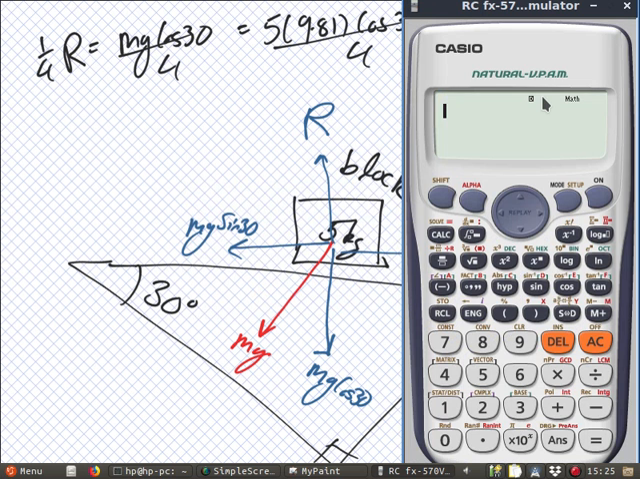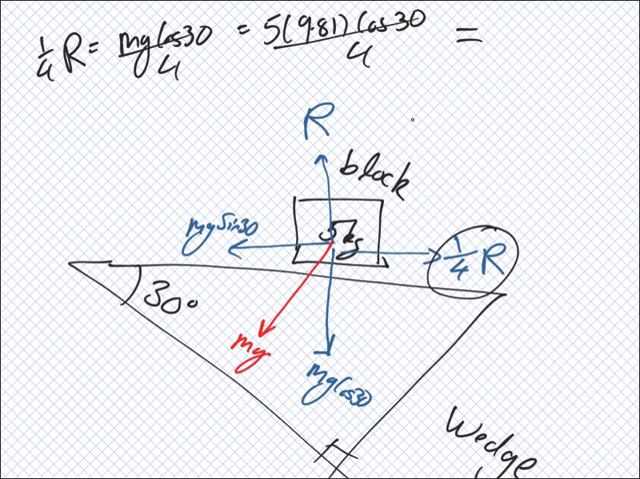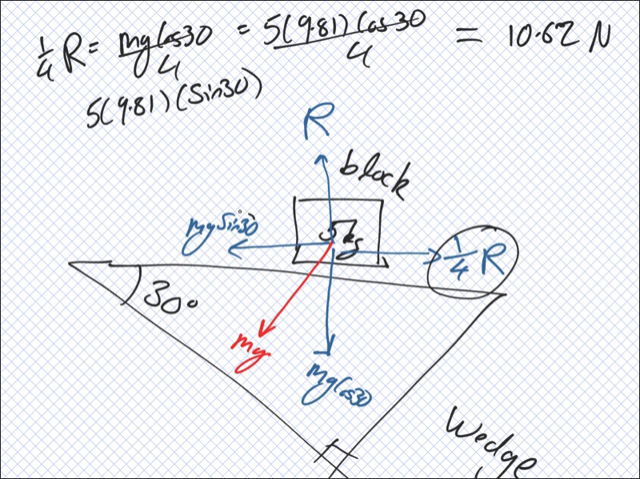Actually, I've got a calculator. 5 times 9.81 times cos 30, divided by 4. That's 10.62. Now, the next thing we need to calculate is this, the mg component. So that's 5 times 9.81 times sine 30, which is 24.523. So that's that, and that's that.